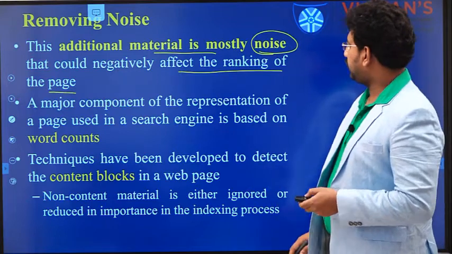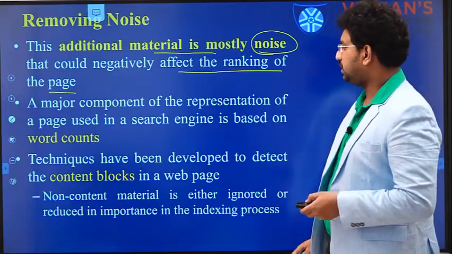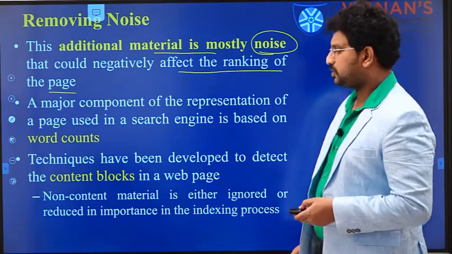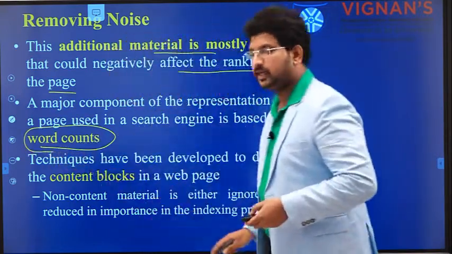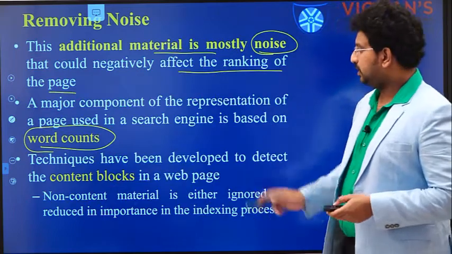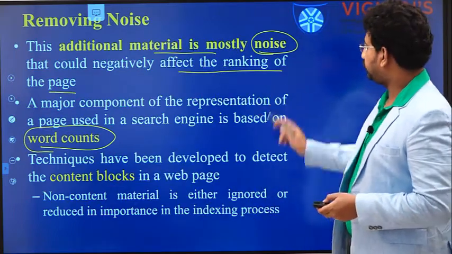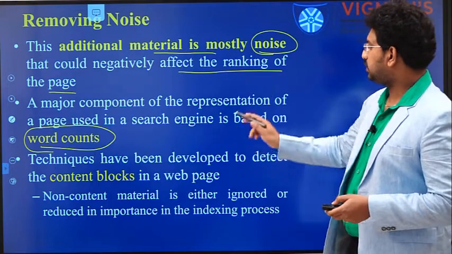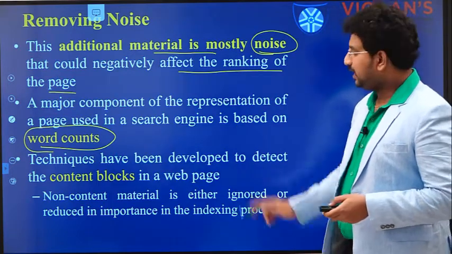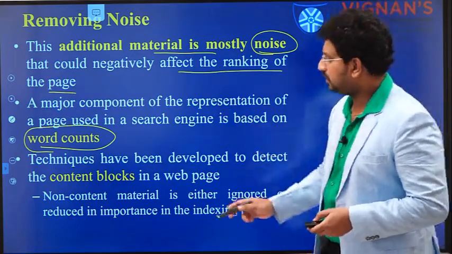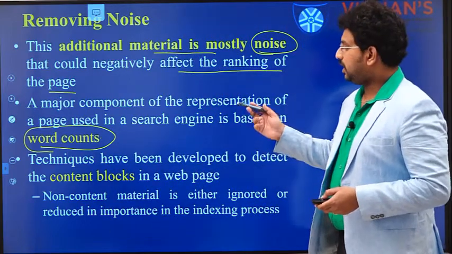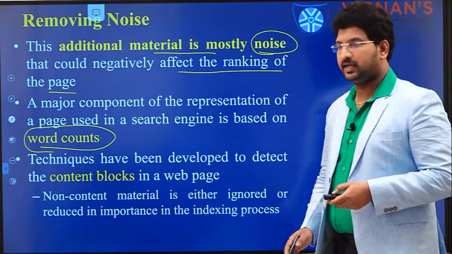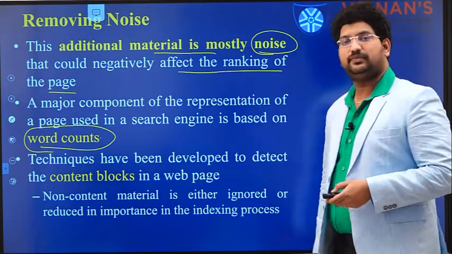The major component of the representation of the page used in a search engine is based on the word counts. This is one of the important points you have to understand. What is the major component of the representation of the web page used in the search engine? It is based on word counts. Word counts play an important role for the web page and the main content of the web page.